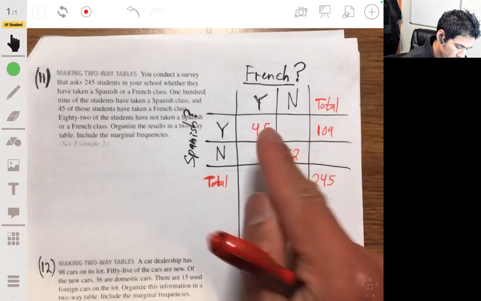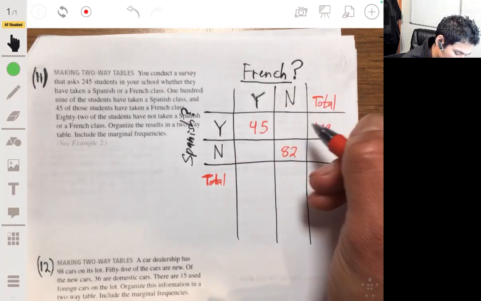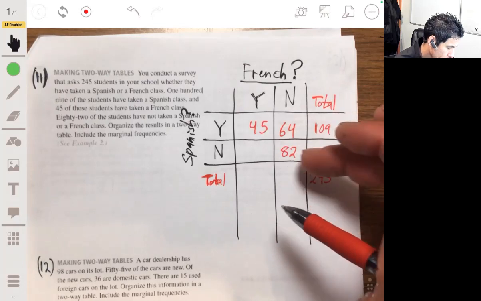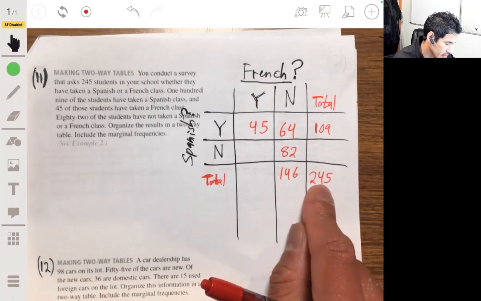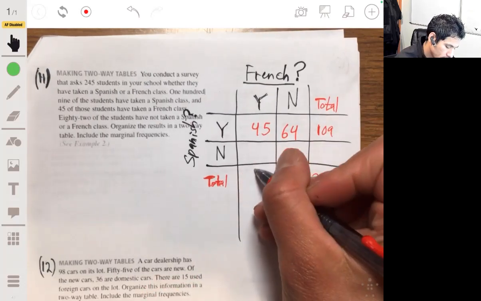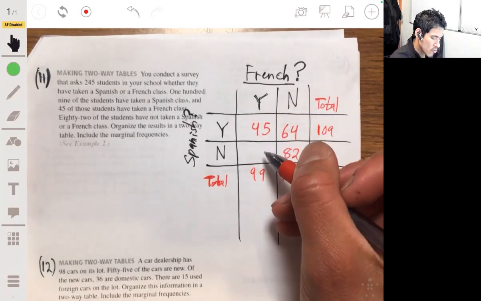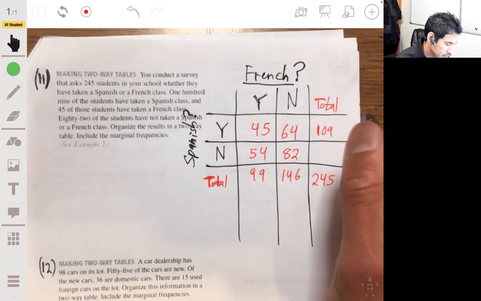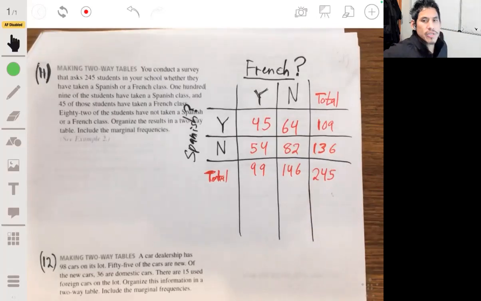We just got to finish the rest. It's just a game. So what you would put here is what adds up to 109 when you got 45: 55, 60, 64. 64 plus 82 is 146. What plus 146 is 245? 99. See how fun this is? What plus 45 gives you 99? 54. 54 plus 82 is 136. Bang, we're done. Not a problem, simple.